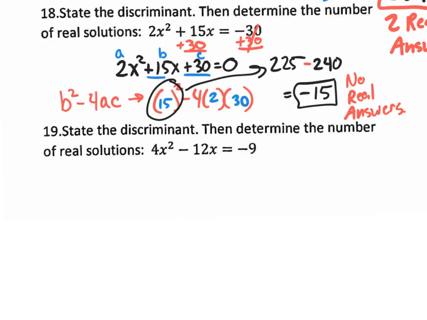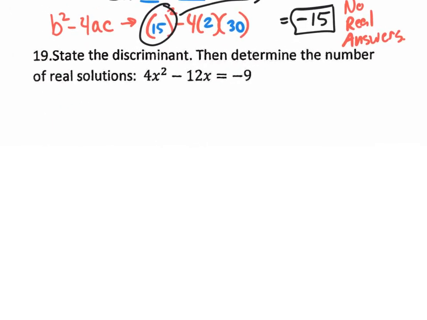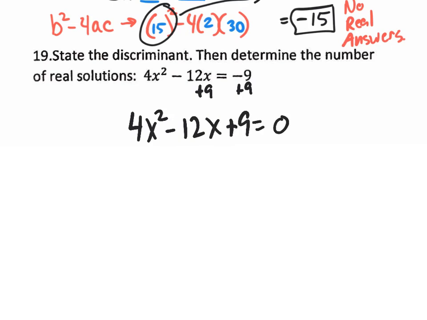Okay, let's try one more of these same type of problems. Number 19, state the discriminant, then determine the number of real solutions. So let's first again set the equation equal to 0 by adding 9. Let's rewrite it: 4x squared minus 12x plus 9 equals 0. Now we can identify the A value of 4, the B value of negative 12, the C value of positive 9. And the discriminant is only the inside of the square root, not the square root itself.